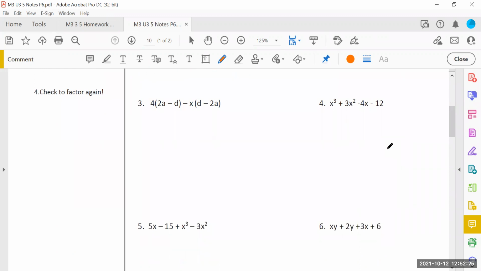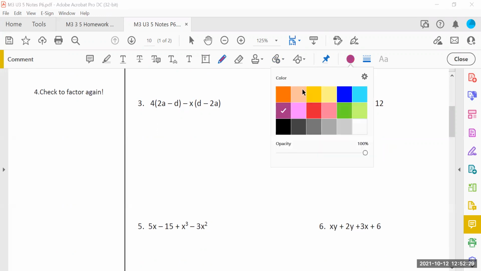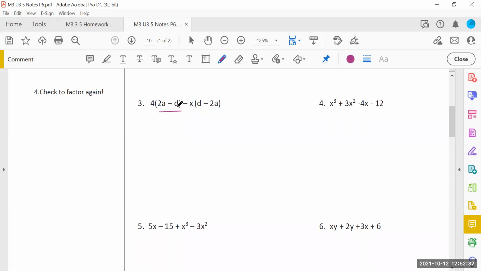We hit number 3 though, and we have a little bit of a speed bump. Something's wrong with this problem. Do you see how this set of parentheses and this set of parentheses are not exactly the same? In order to do what I was doing before, they have to be exactly the same. In this case, they're close. The difference is the signs are all switched, right? I've got a positive 2a and then a negative 2a. I've got a negative d and a positive d, and then the order switched.